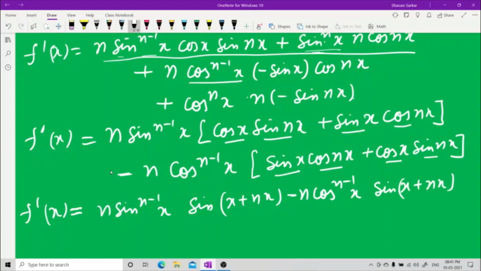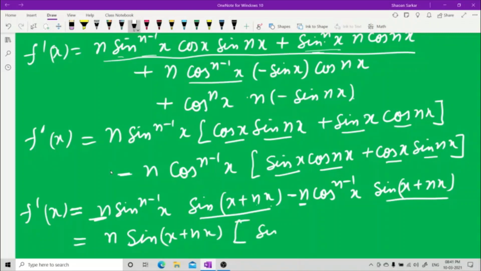Now you can take this common, sin(x plus nx) common. So this can be written as n sin(x plus nx), taking this common, and the bracket is sin^(n minus 1) x minus cos^(n minus 1) x.